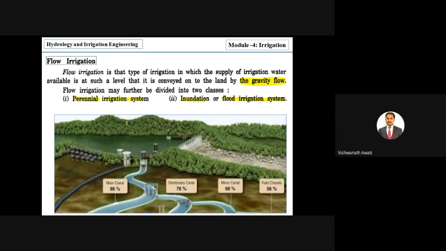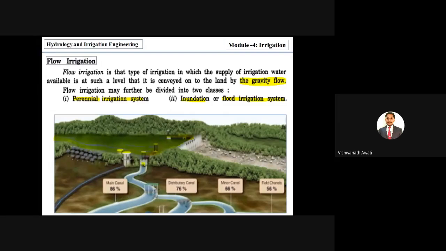Here you can see in the image there is a storage of water in the upstream of the dam. It is an animated figure. Here you can see what flow irrigation means. The water is released through the sluice gate and supplied to the canal. Again in the canal there is a diversion structure or managing gate. Again it is supplied to the secondary canal. This is the main canal, and these are the distributary canals, meaning water is flowing through gravity flow.